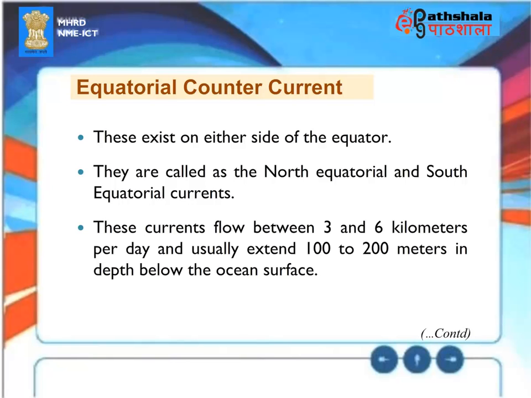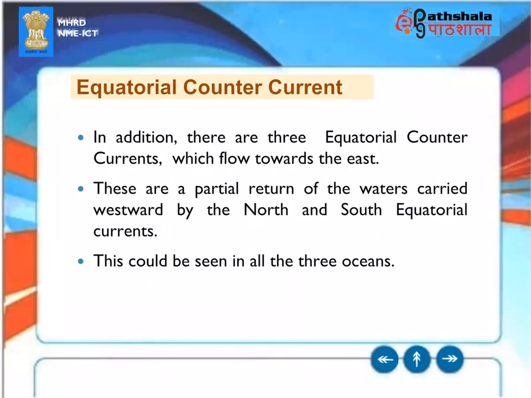They are called the North Equatorial and South Equatorial currents. These currents flow between 3 and 6 kilometers per day and usually extend 100 to 200 meters in depth below the ocean surface. In addition, there are 3 equatorial countercurrents which flow towards the east. These are a partial return of the waters carried westward by the north and south equatorial currents. This could be seen in all the 3 oceans.